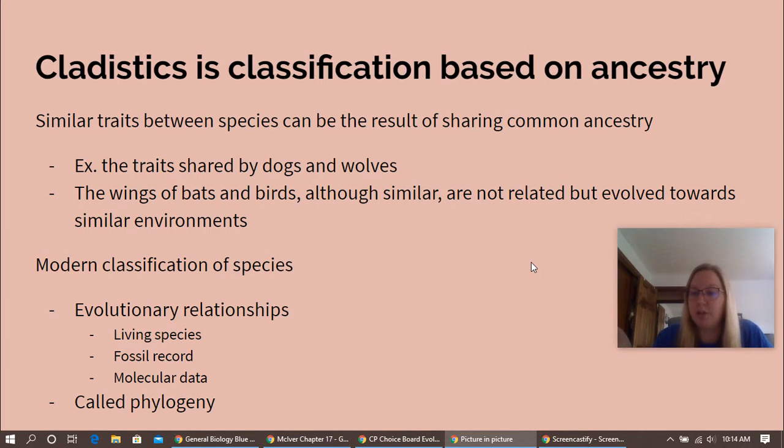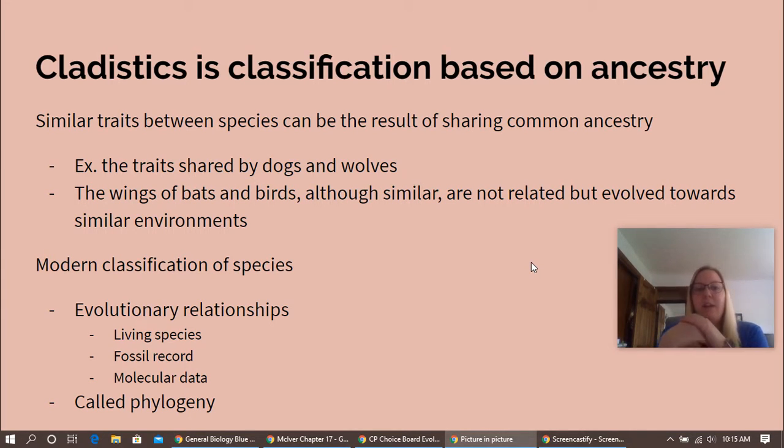Example, the traits that are shared between dogs and wolves. The wings of bats and birds, although similar, are not related. They evolved towards similar environments. That is convergent or divergent evolution. Divergent evolution, we diverged away. Convergent, we're coming together. Sharks and dolphins, remember that's my number one example of convergent evolution. They have the same characteristics, but they are not evolutionarily related.